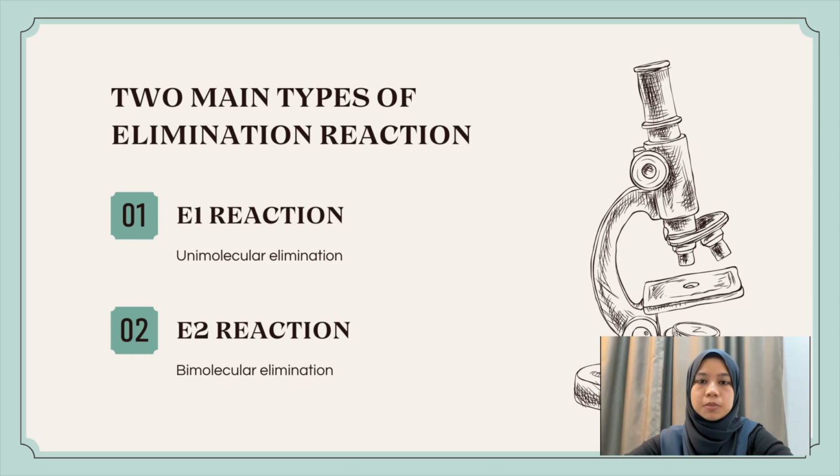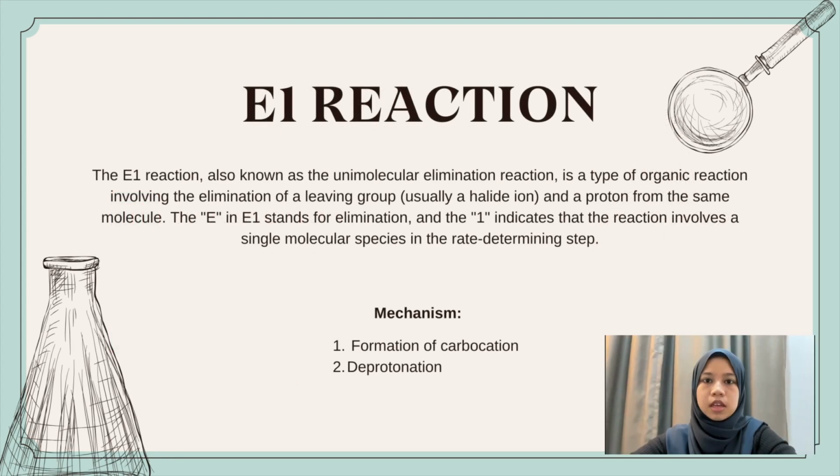There are two main types of elimination reaction, which are the E1 reaction and the E2 reaction. For my part, I will focus on the E1 reaction. The E1 reaction is also known as the unimolecular elimination reaction. In E1, a leaving group and a proton are eliminated from the same molecule. The E in E1 stands for elimination and 1 indicates a single molecular species in the rate determining step. There are two mechanisms for the E1 reaction, which are formation of carbocation and deprotonation.